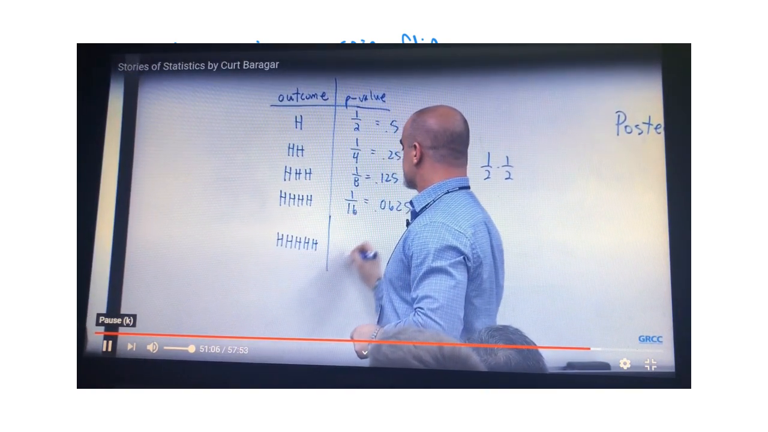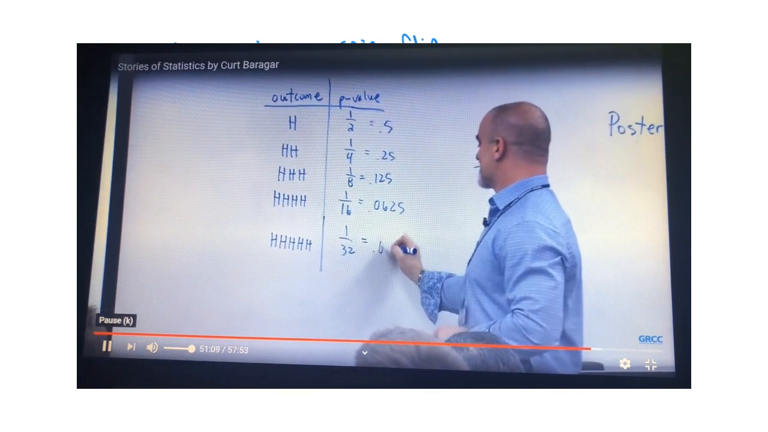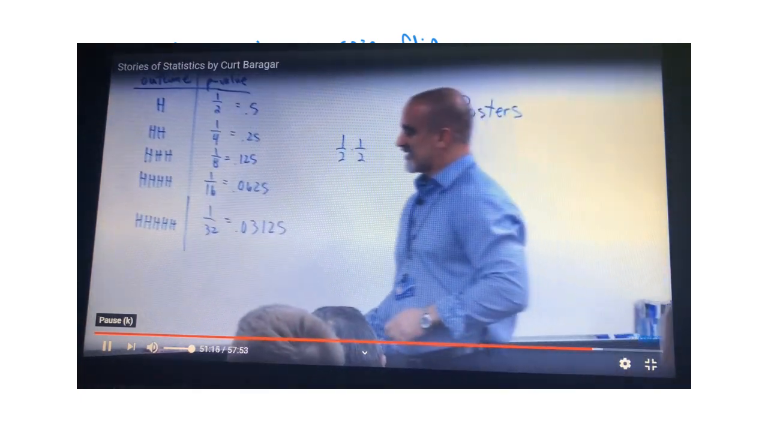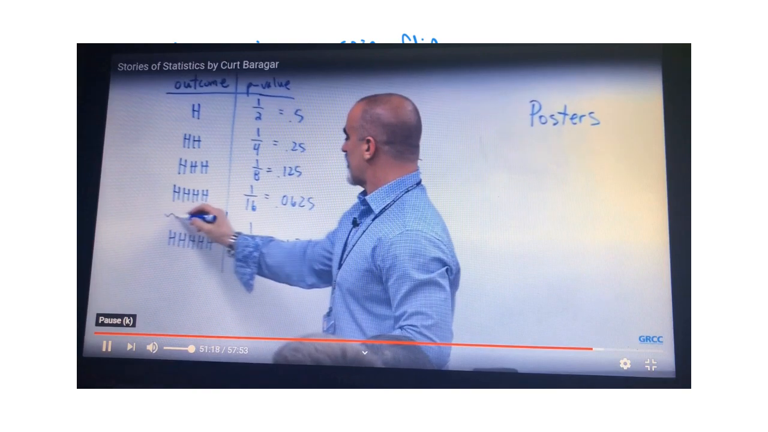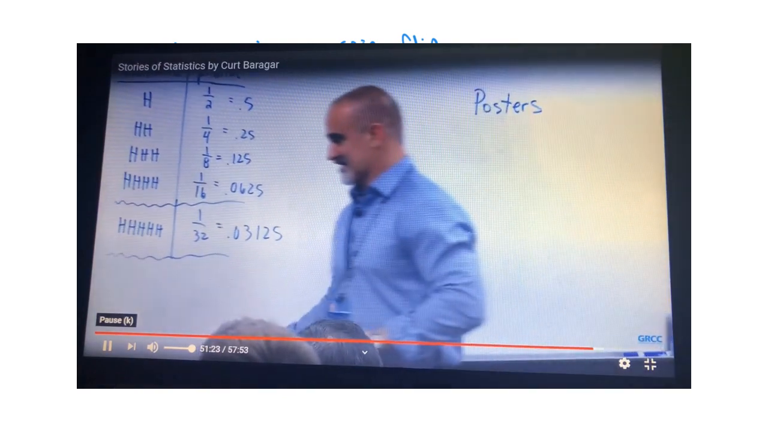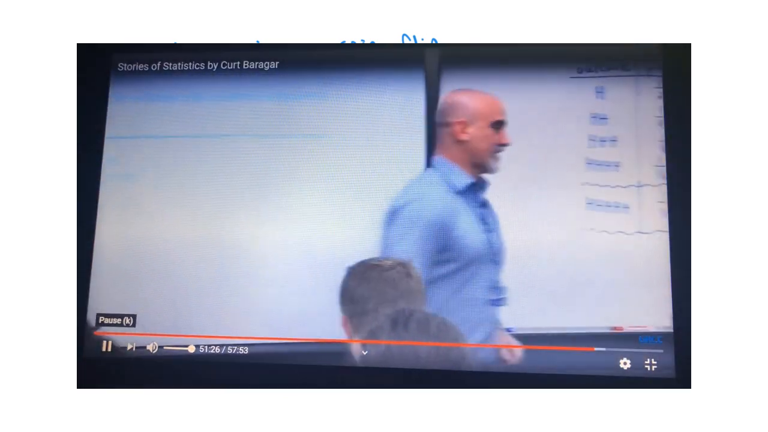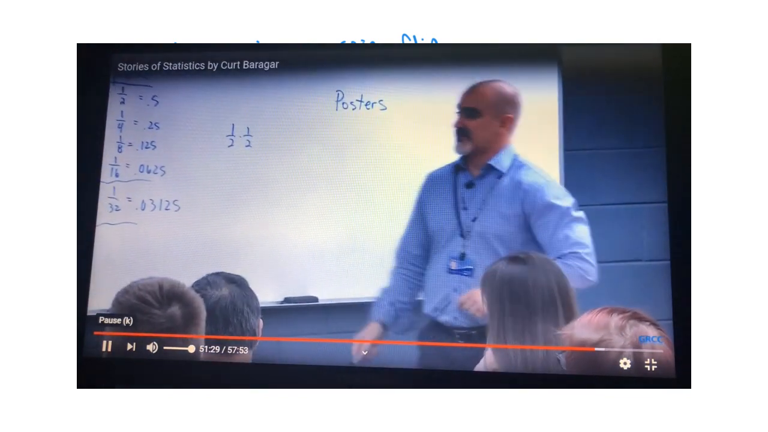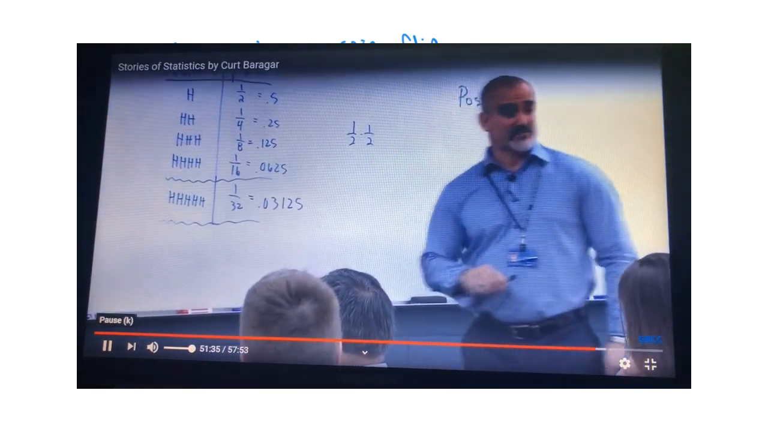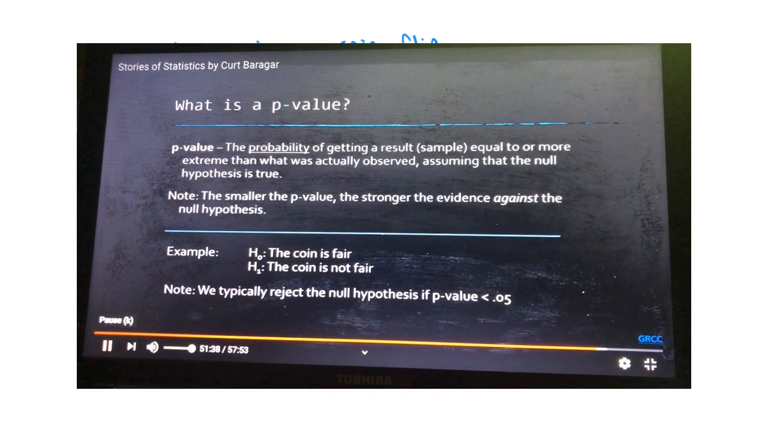Usually about at this point, wait, what is this? 0.03125. So usually there's a cutoff point where people right around here start saying, wait a second, something's funny about this. So it turns out, usually around here, if the p-value gets to be less than 0.05, that's when usually people say, well, if there's a 5% chance of this thing happening and it just happened, maybe this isn't quite right.